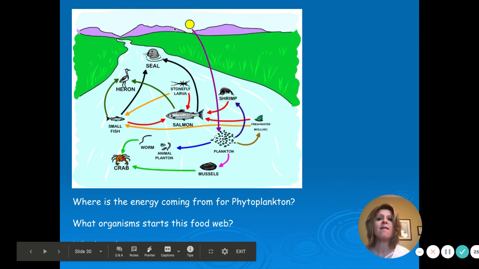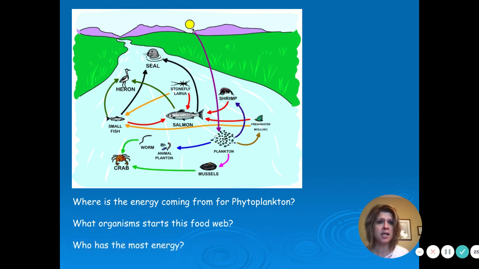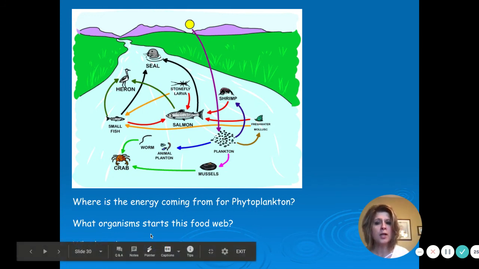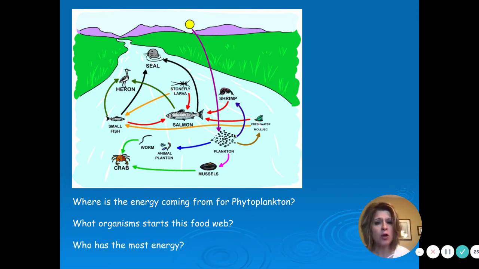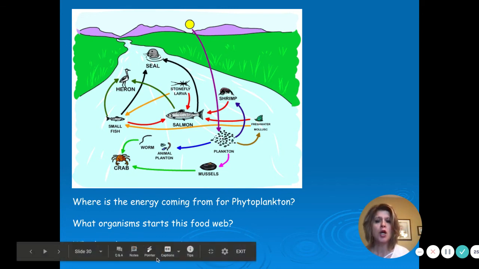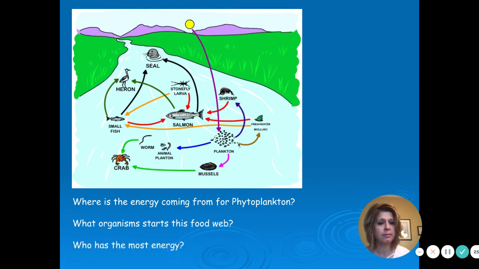Now, looking at this food chain, where is the energy coming from for phytoplankton? The sun. The sun is where the energy is coming from. What organism starts the food web? What organism? Organisms mean living things. What starts it? It starts with the phytoplankton. Who has the most energy, the seal or phytoplankton? Phytoplankton, because all it has to do is suck up the sun. The seal has to go swimming and breathing and pooping and all that good stuff to make life.